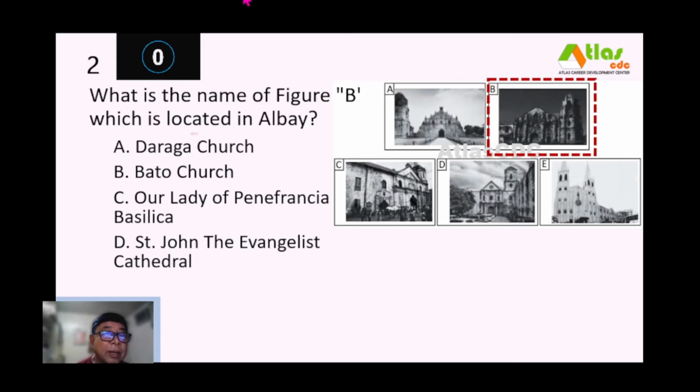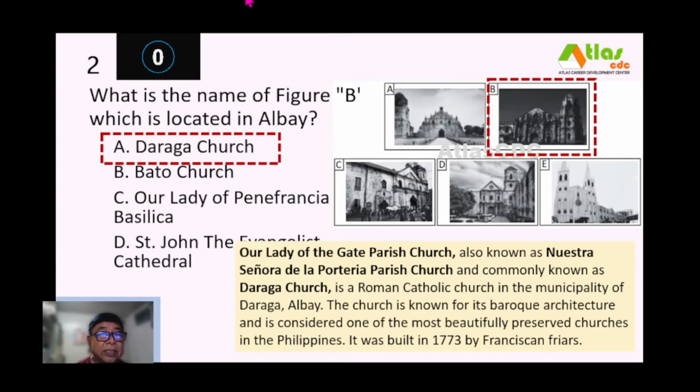And our correct answer is letter A, Daraga Church. So Our Lady of the Gate Parish Church, also known as Nuestra Señora de la Porteria Parish Church, and commonly known as Daraga Church, is a Roman Catholic church in the municipality of Daraga, Albay. The church is known for its Baroque architecture and is considered one of the most beautifully preserved churches in the Philippines. It was built in 1773 by Franciscan friars.